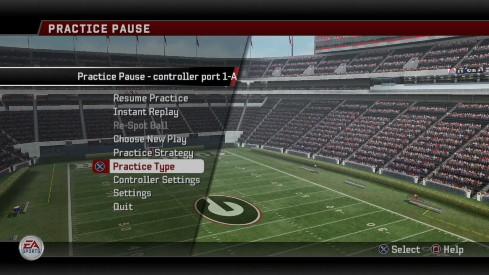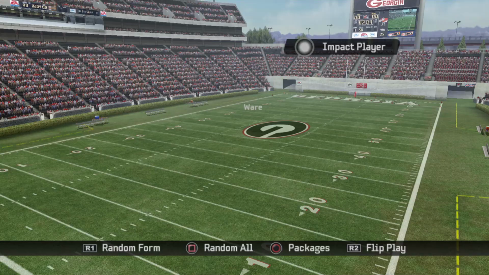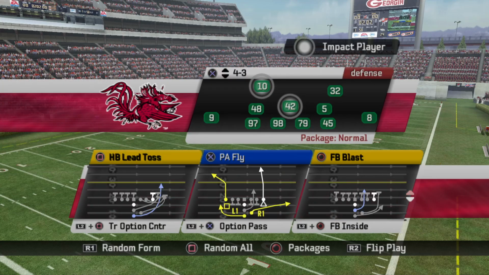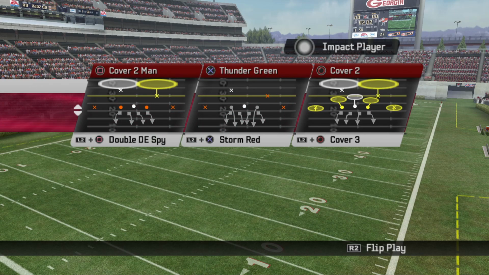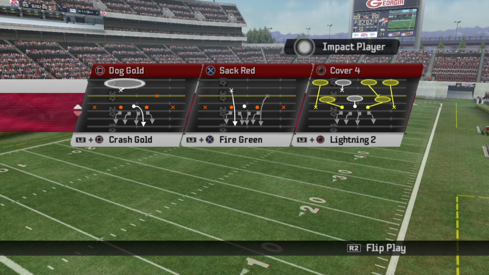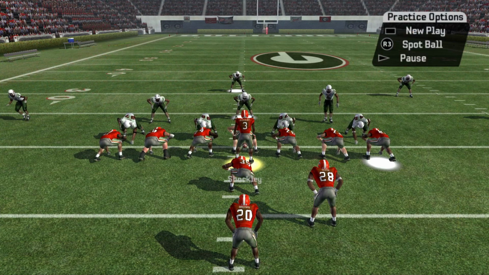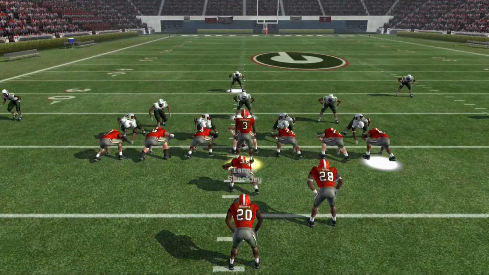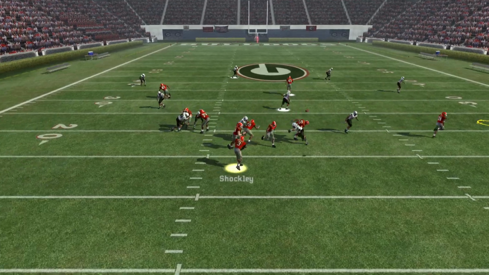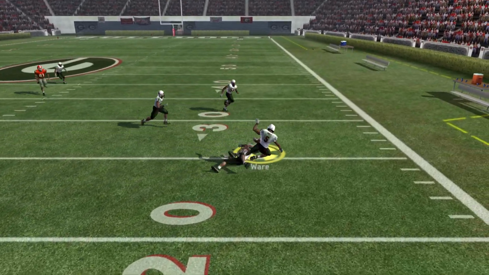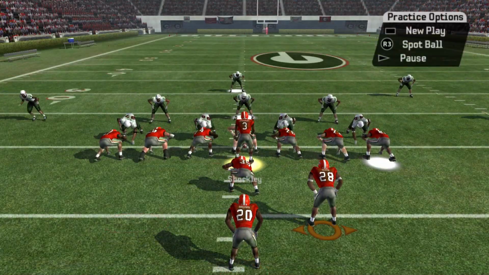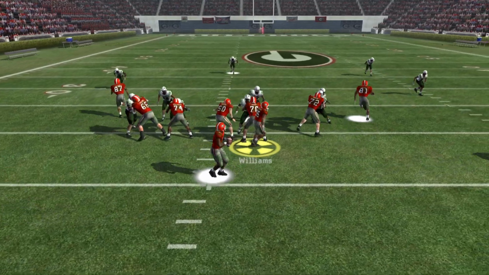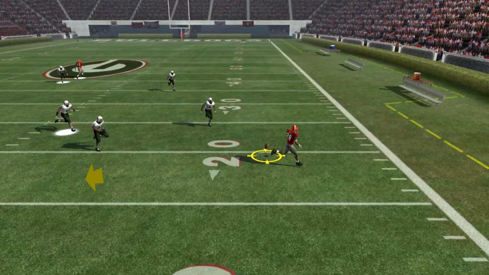I can go back and go to practice type. We can try that again. Maybe it works a little bit different without me calling the non-normal thing. Let's go cover 4 and see what happens. I just got sacked. Somebody didn't pick him up. Let's try it again. There's a little bit of separation. It's not too bad. One thing that may help is if you bring him over. Yeah, he gets a little more wide open there.